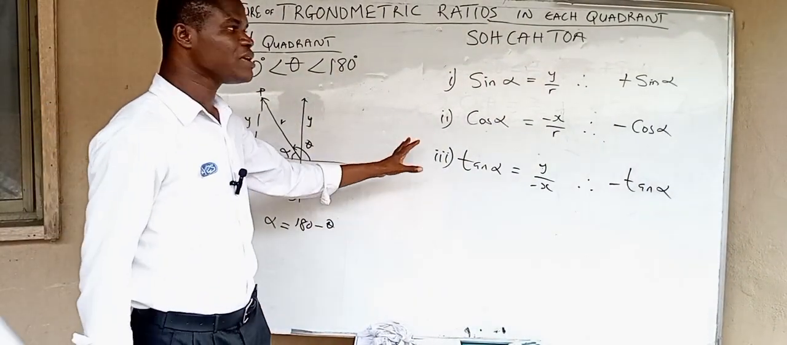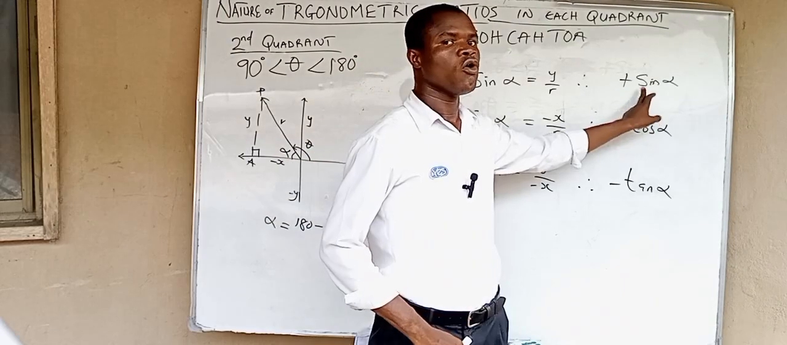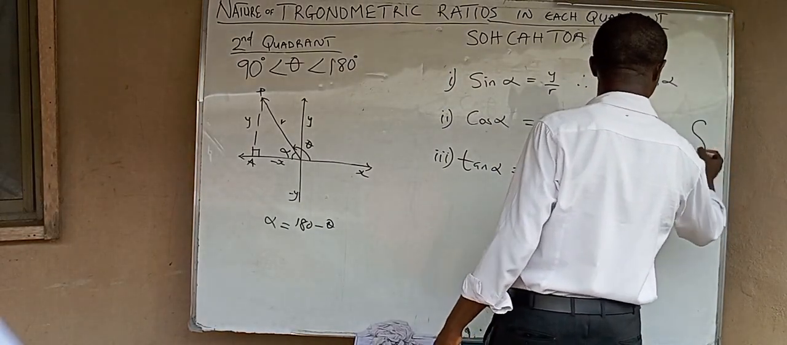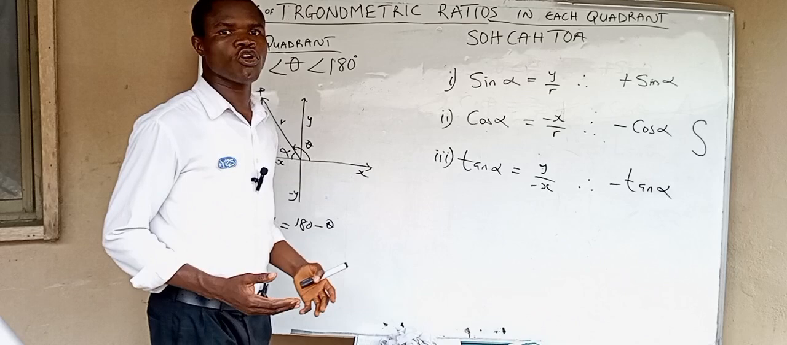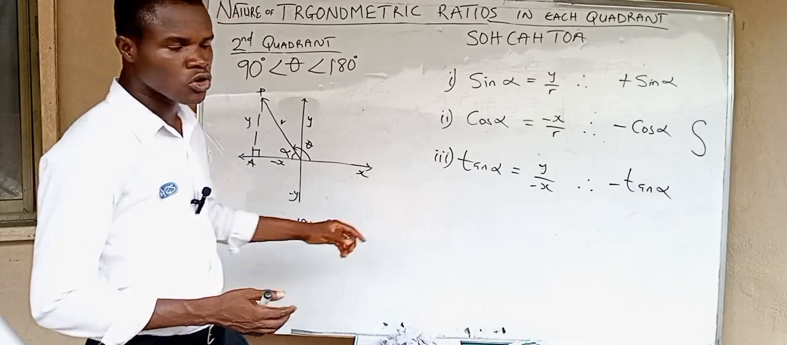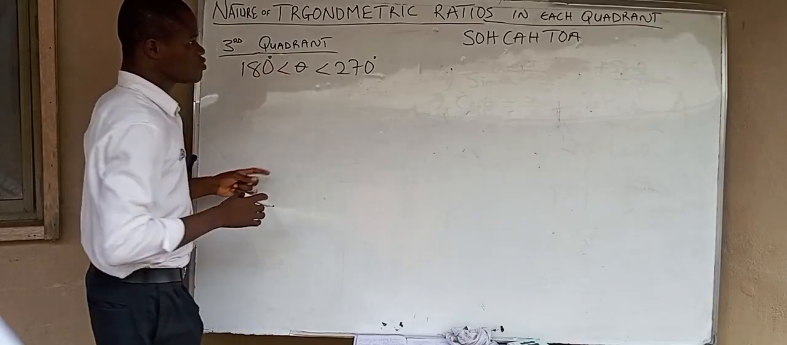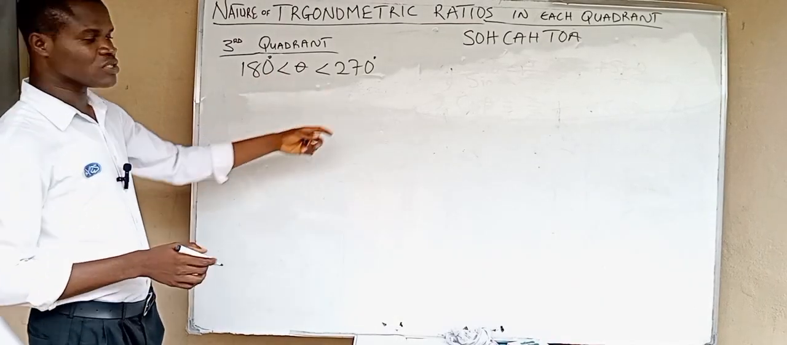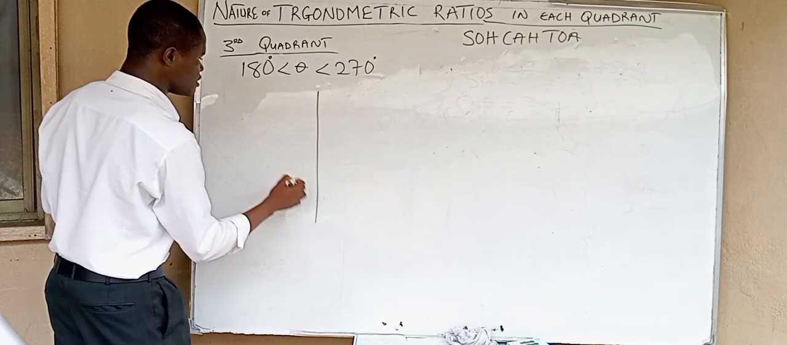So that means in the second quadrant, only sine of an acute value is positive. So here, only sine. Let's now know the nature of the trigonometric ratios of acute values in the third quadrant. For an angle to be in the third quadrant, the angle must be between 180 and 270 degrees. So this is in the third quadrant.